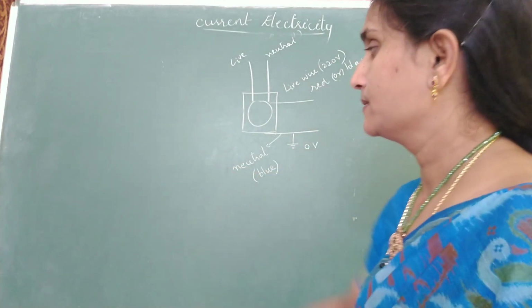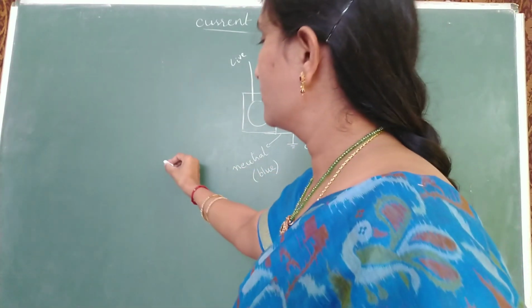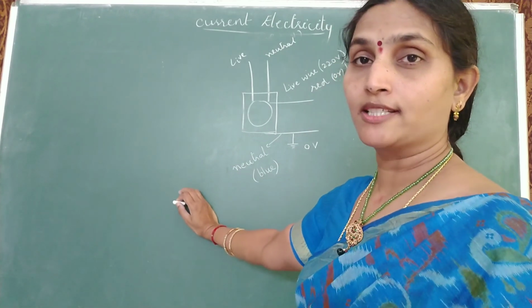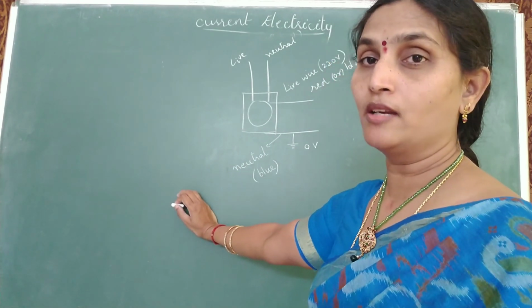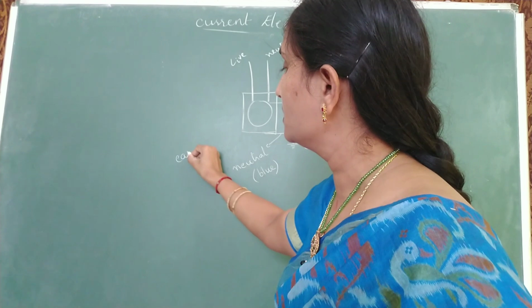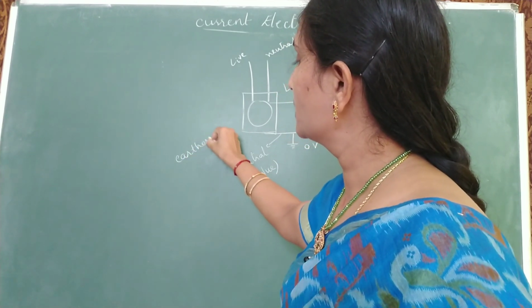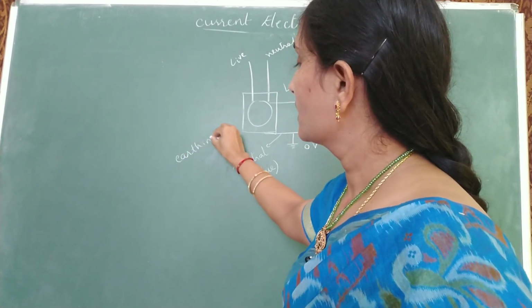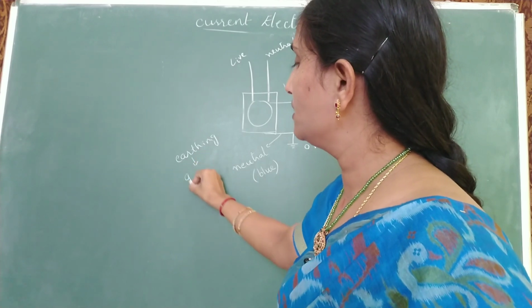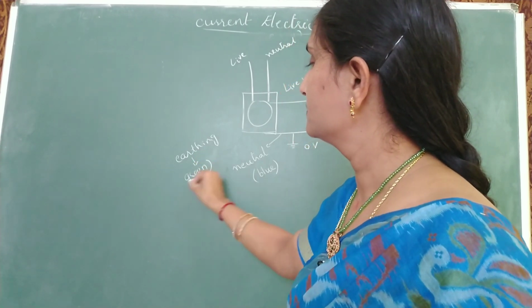And for earthing, there is one more wire, for metal objects. That means when your device has a metal body, we will have a 3 pin plug. The third pin is for earthing. The earth wire will always be green in color.